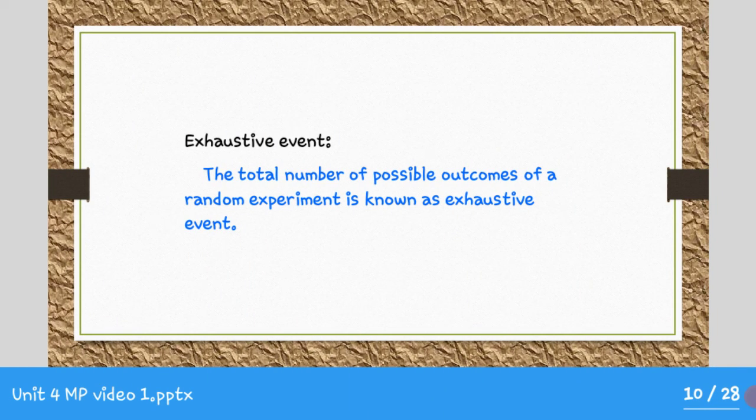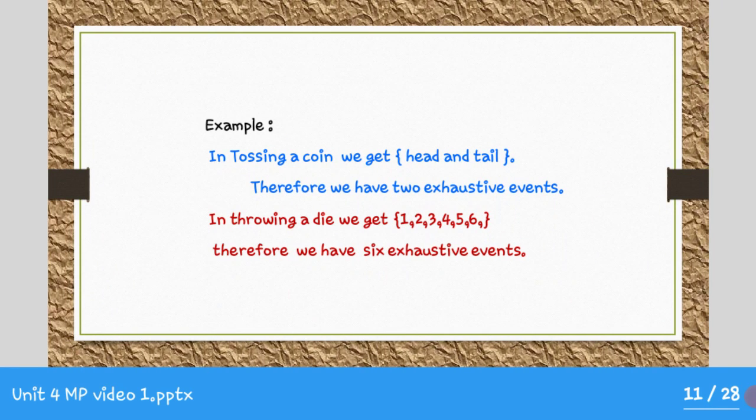The next one is exhaustive event. The total number of possible outcomes of a random experiment is known as exhaustive events. Example, in tossing a coin, we get head and tail. Therefore, we have two exhaustive events. Likewise, in throwing a die, we get the possible outcomes 1, 2, 3, 4, 5, 6. Therefore, we have 6 exhaustive events.